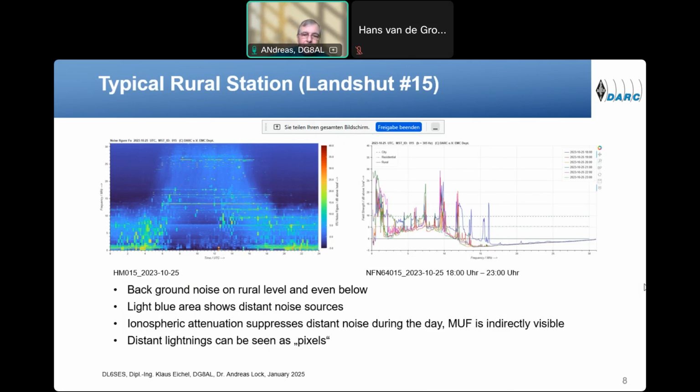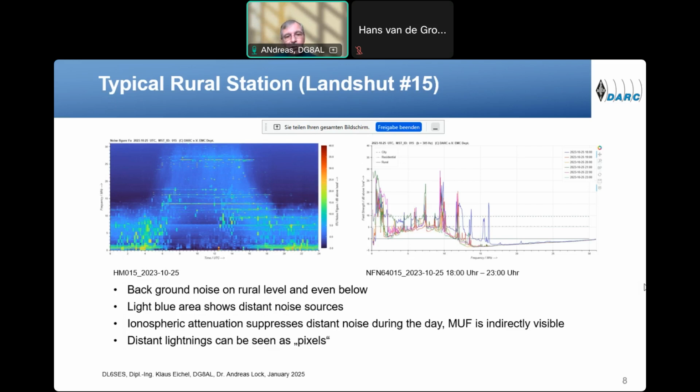And you see on the right-hand side a line diagram. This is a calculated noise floor from the spectra we take. And as you can see, in the frequency range of about 10, 15 megahertz, the noise floor is well below rural. This is the quietest station. We do about 144 measurements per day.